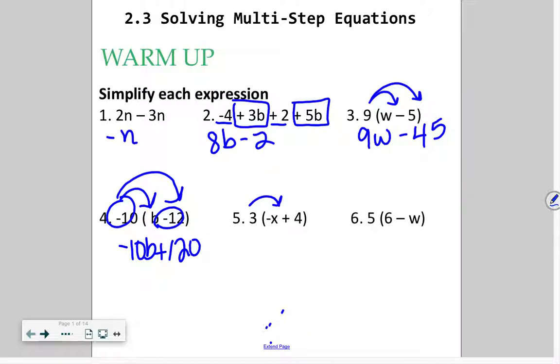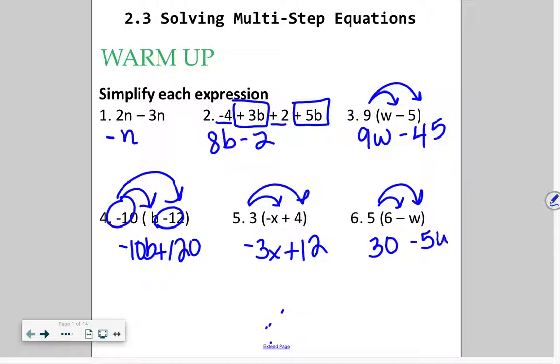Yep, so 3 times negative x is negative 3x, and positive 3 times positive 4, positive 12. Number 6, distributing that 5 to everything. So 5 times 6, 5 times the negative w. So 30 minus 5w. When we are doing multi-step equations, one of these two are probably going to have to be done in every single equation.